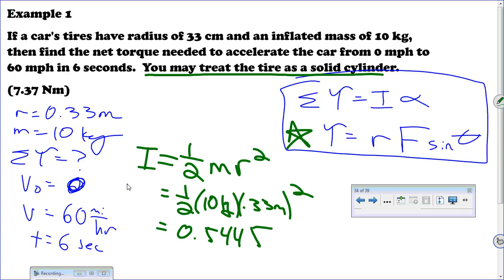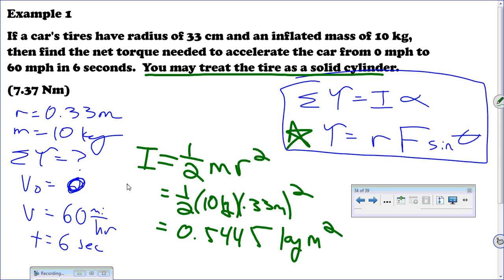What do you get when you multiply this out? You get kilogram meters squared. Oh, gotcha. Yeah, I hear you. All right, so everybody good with that? So again, that's a property of the object. That's because these wheels are cylinder-ish. That's the rotational inertia.